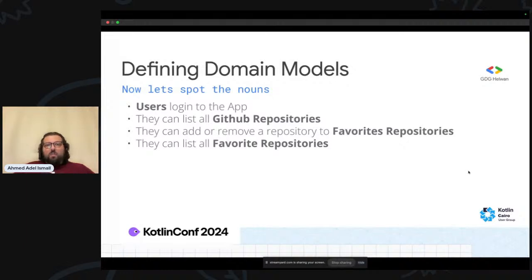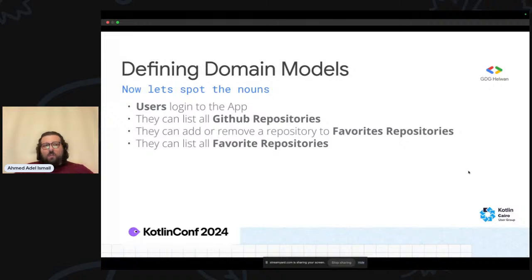Also, we can add or remove favorite repositories. Here, I took a decision to make the difference between GitHub repositories and favorite repositories. Others can say no, the favorite repositories are also the same, they can be the same domain model. But I believe that when we divide the application, the next step we'll see that the favorites will have their own features, so it may be different in design than the GitHub repository.